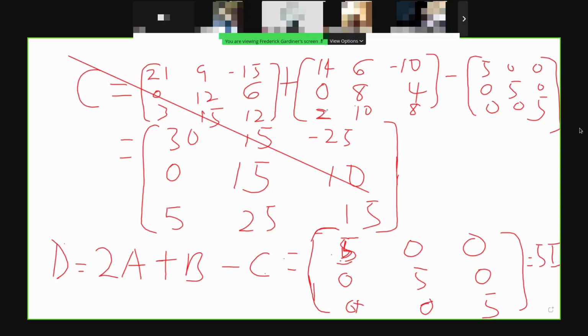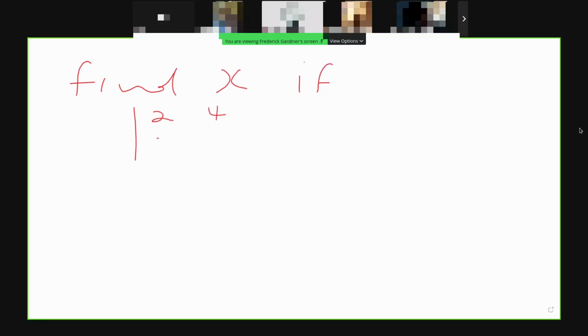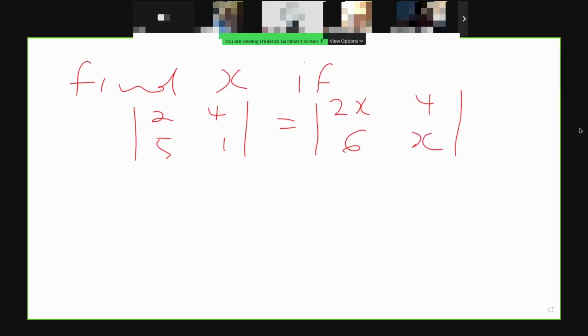Now let's look at this. You need to apply your determinants to be able to do this one. It says find x if this is equal to that. Who has an idea about this? What are they asking you to do? It says find the value of x if this is equal to that.